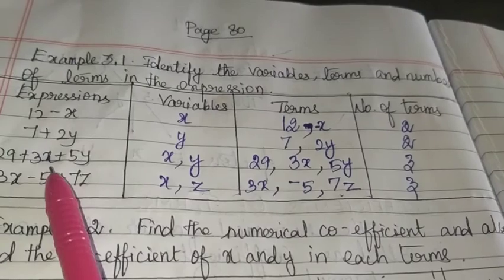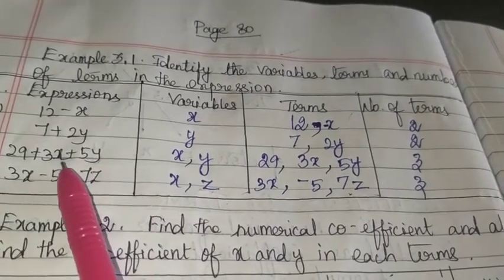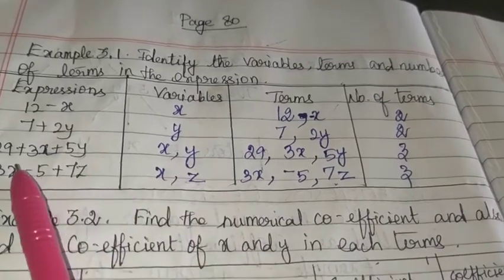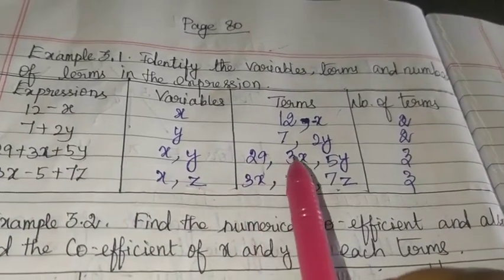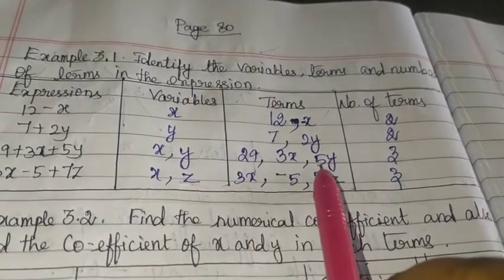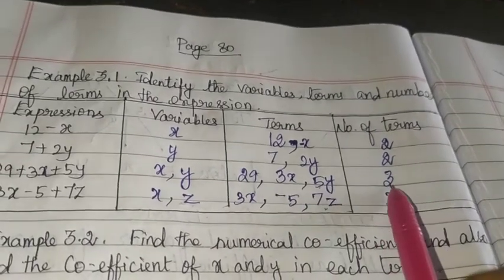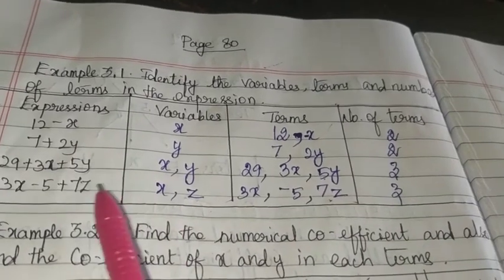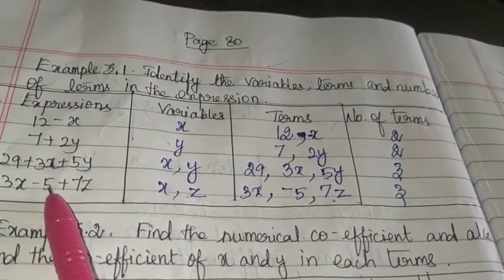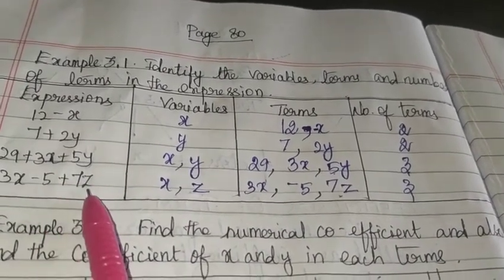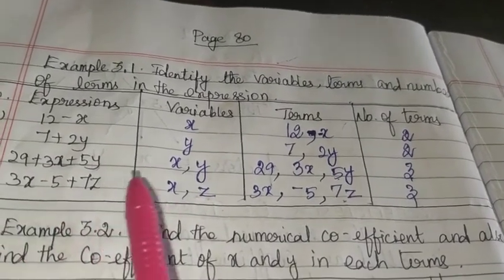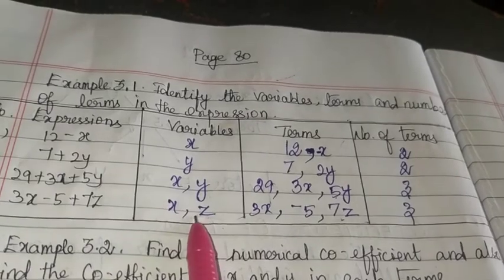So we have 2 variables here, x comma y. Okay, so variables are x comma y and we have 3 terms. 29 is one term, 3x is another term, 5y is another term. So the number of terms is 3. Here also we have 3 terms. In this, 3x is one term, minus 5 is another term, plus 7z is another term. So we have 2 variables, x and z.